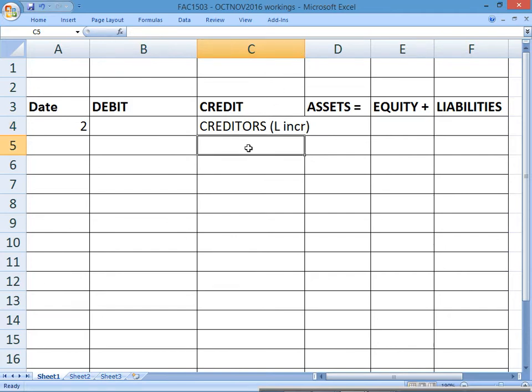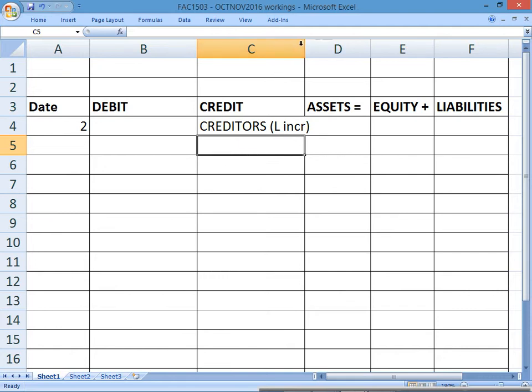Notice the bracket isn't what Unisa is going to want in your answer. They're not going to want to see the brackets. I'm putting the bracket in so you know how I got there. I know it's a liability, I know it's increasing, then I know it's a credit. Does that make sense?